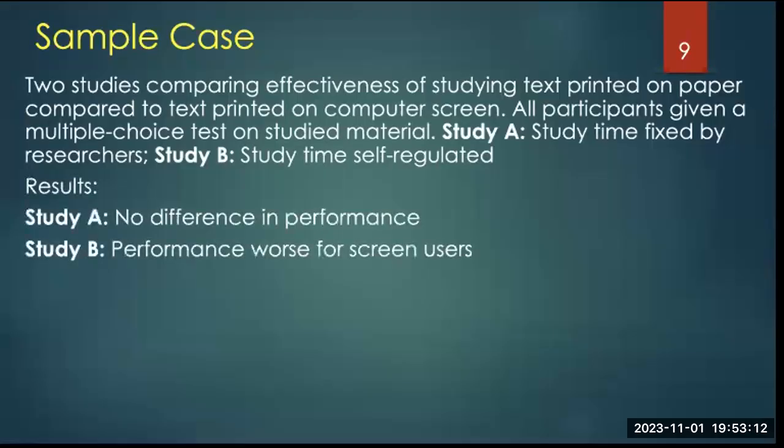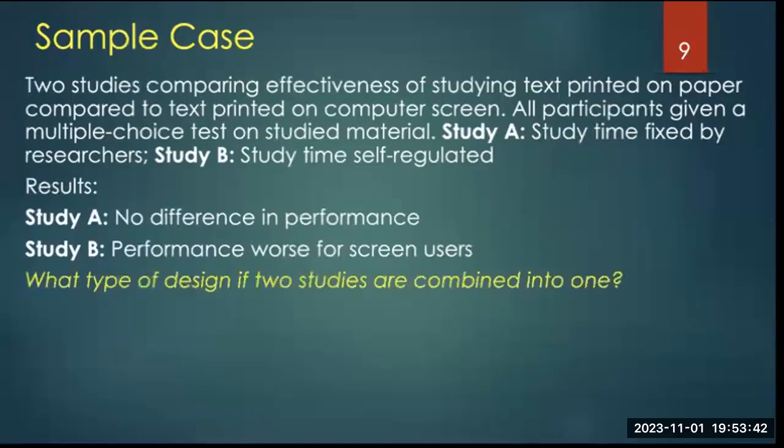In the results, in study A, there was no difference. So when the researchers fixed the time, in other words, when researchers said, okay, you have 1 hour to study and then we're going to test you, there was absolutely no difference in performance between those who studied on paper and those who studied on a screen. However, in study B, it seemed that when people were able to take as long as they wanted, those who studied on paper did much better. The performance was worse for screen users.